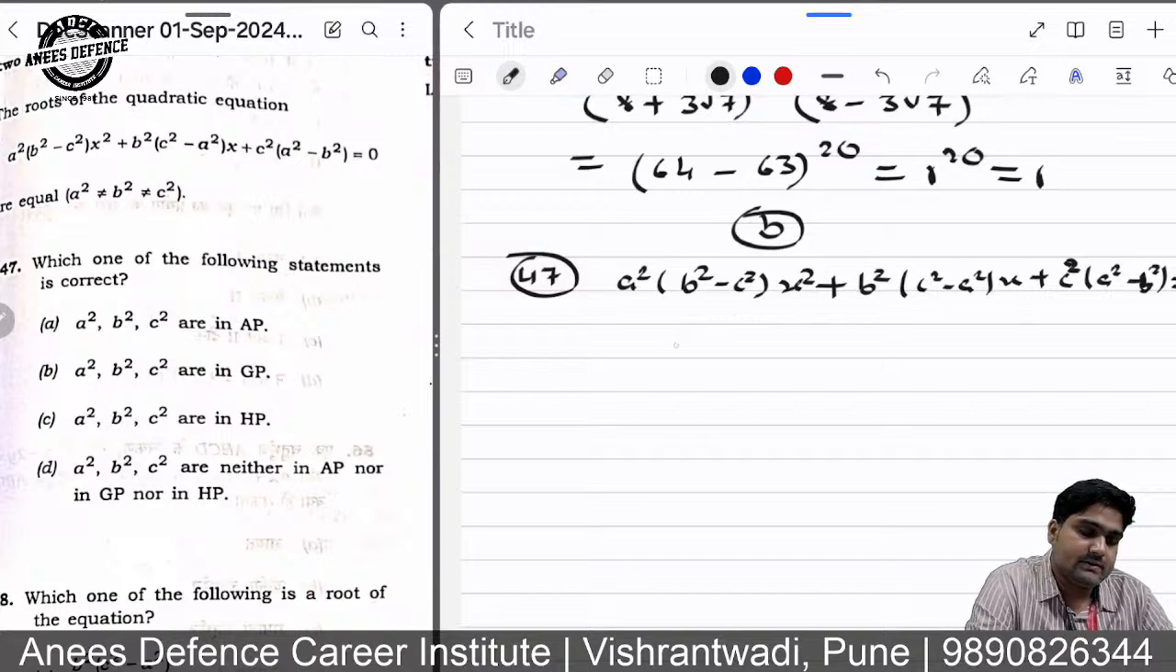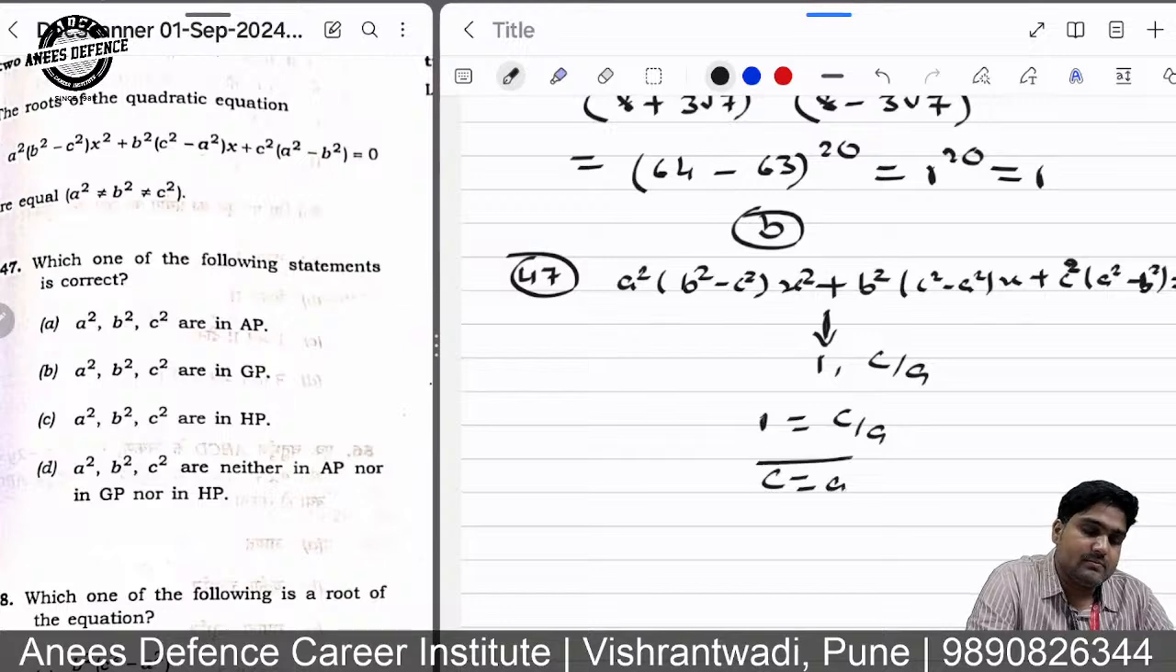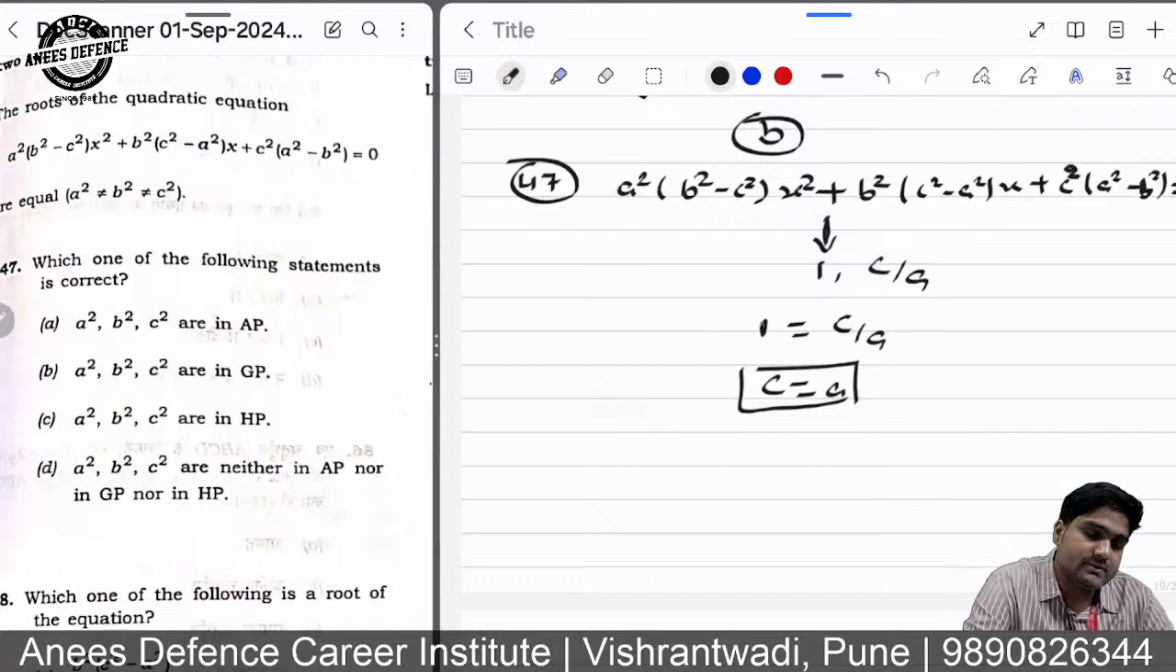Okay, so one root is 1, and it is also given that the roots of the equation are equal. So what I'm saying is that if the sum of coefficients is 0, one root is 1 and the other is c by a. So we can say that 1 equals c by a because the roots are equal. So c equals a, meaning the constant term equals the coefficient of x square. So here the constant term is c square (a square minus b square) equals a square (b square minus c square).